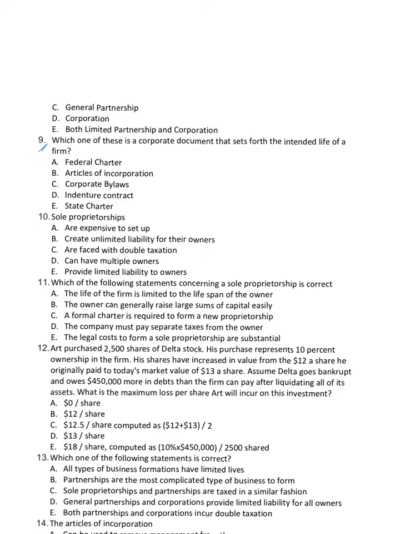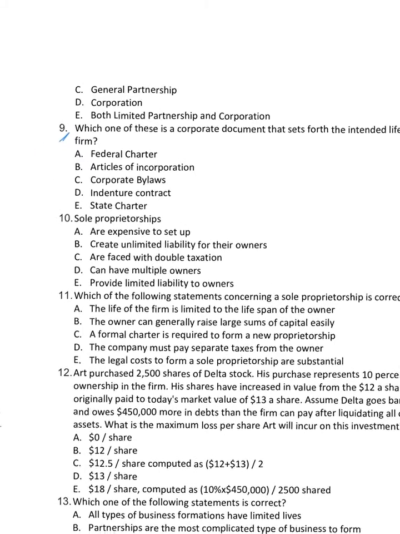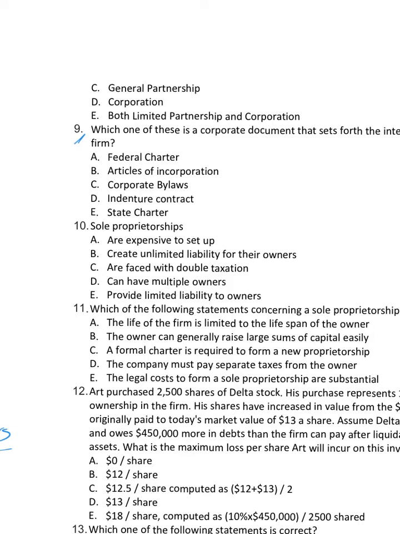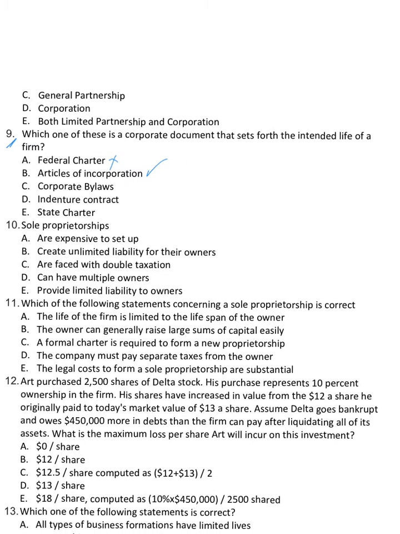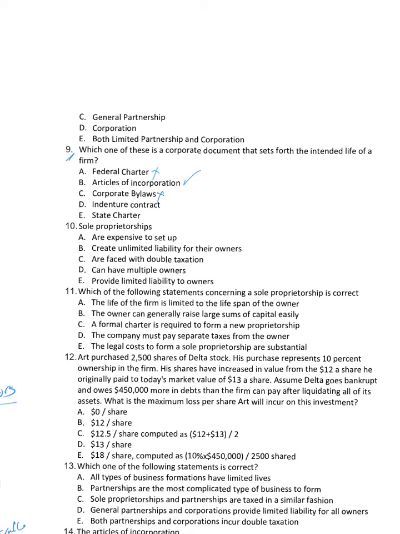So I just want you to remember this from your slides and from Mr. Thomas. Now, it's definitely not federal charter, because we are talking about corporation charter, which is a synonym of articles of incorporation. It definitely has nothing to do with corporate bylaws. Remember that the bylaws are rules to be used by the corporations to regulate its own existence. And this has nothing to do with setting forth the intended life of the firm. So it's not C. And so, it's not gonna be any of the rest. It's gonna be B.